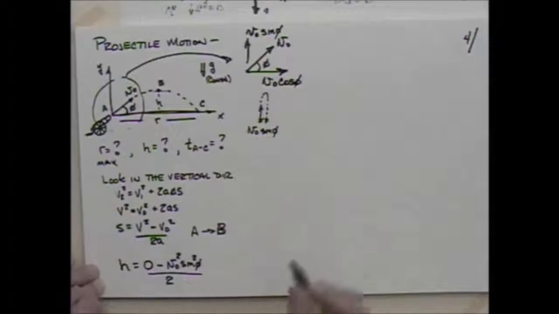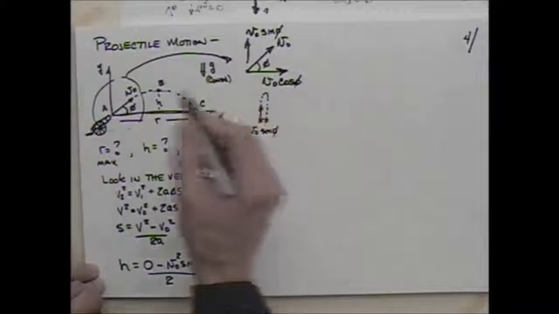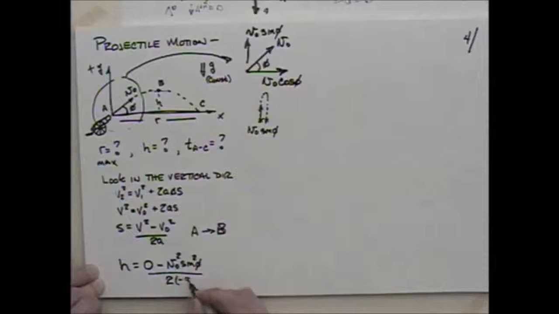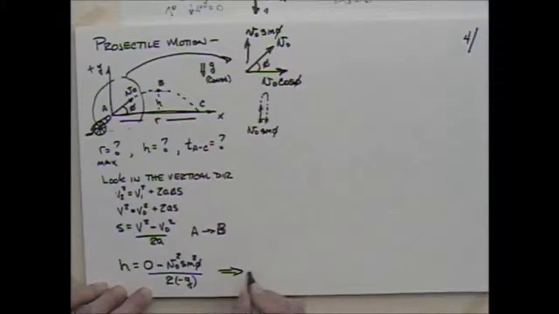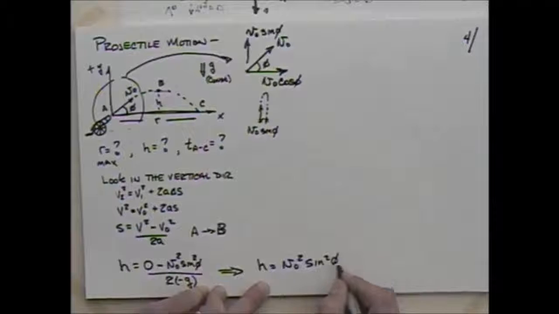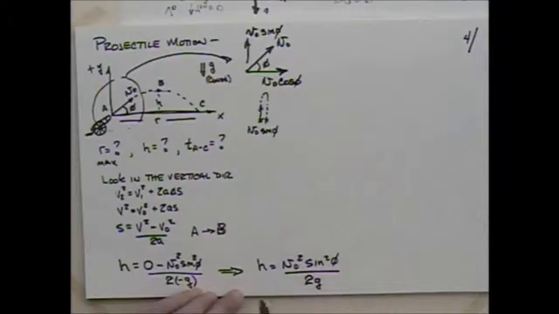Yeah, and I'm going to be a little more careful here. I'm taking positive up, so this is positive y. So if g is going down, I'm going to say that it's minus g. Okay. So I could say with this, when it gets all cleaned up, that h, the height of this thing, is equal to v naught squared sine squared phi divided by 2g.